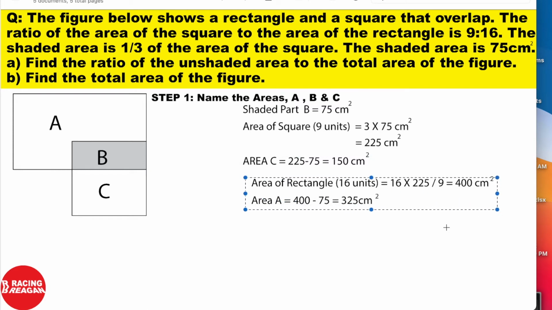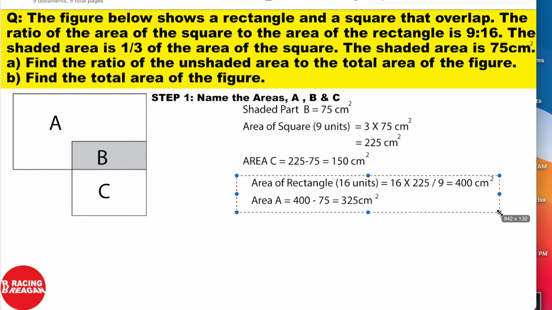So now the area of the rectangle will equal 16 times 225 divided by 9. You might be wondering why, because it said that the ratio of the area of the square to the area of the rectangle is 9:16. So you take 225, divide it by 9, then multiply by 16 to find the area of the rectangle. And now you have to do the same thing again. You have to minus B, so you take area A and minus 75 to find A. That's area A.